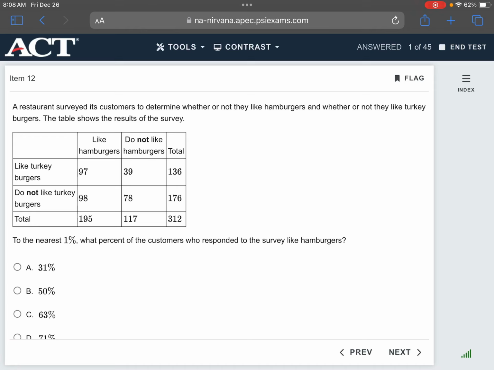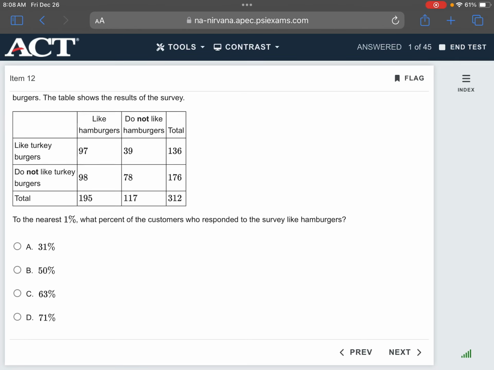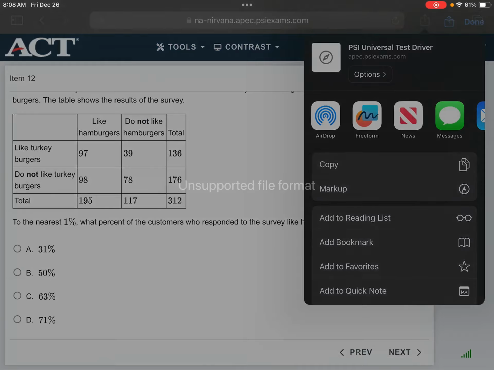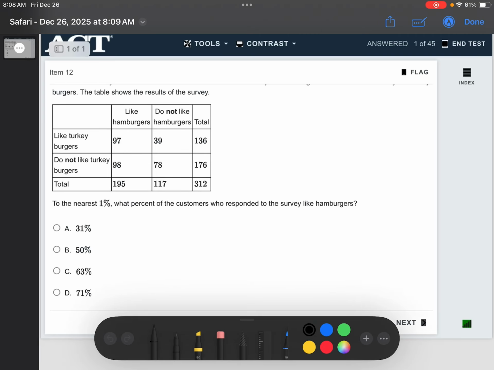So the trick for these is to understand what it is asking, because we're going to find a probability, but what we need to know is what our probability is being taken out of. So if we look at the bottom part here, it says, to the nearest 1%, what percent of the customers who responded to the survey like hamburgers. So this piece right here is super important, customers who responded, because that tells us when we calculate our probability, we're going to use the 312 as our grand total. So our denominator is going to be 312.